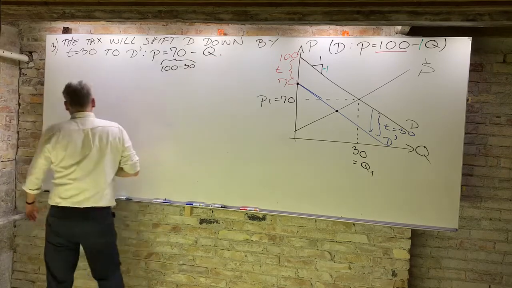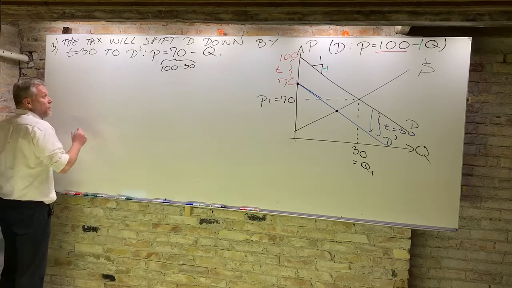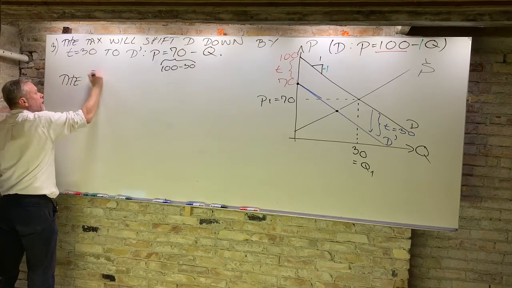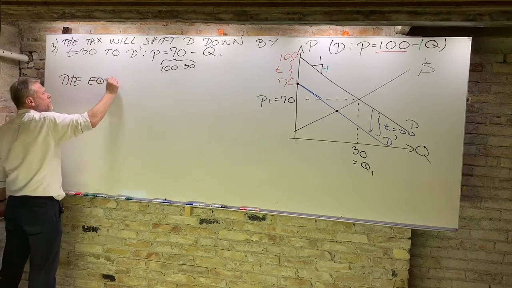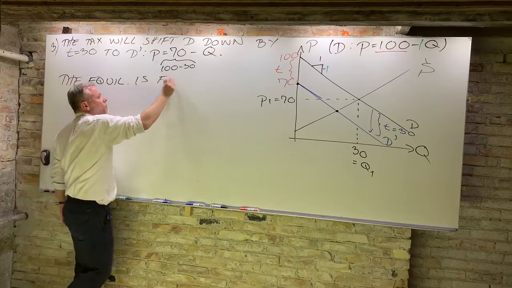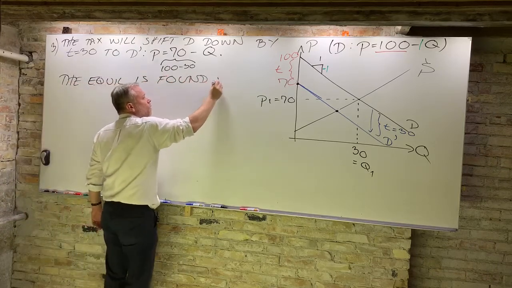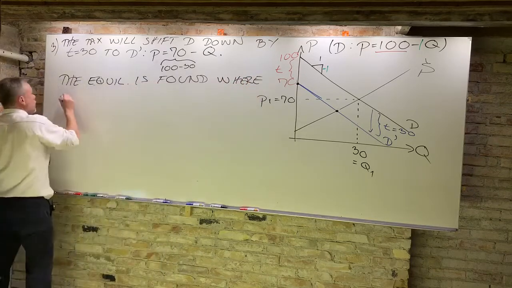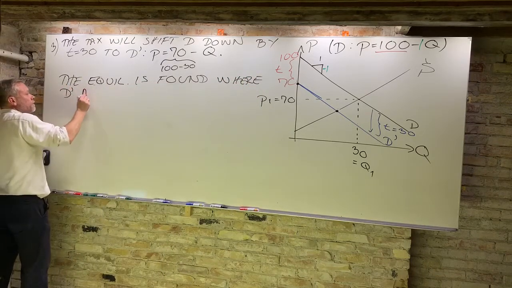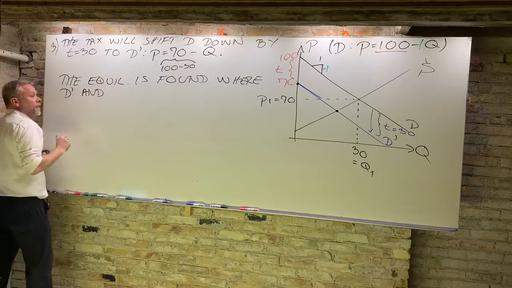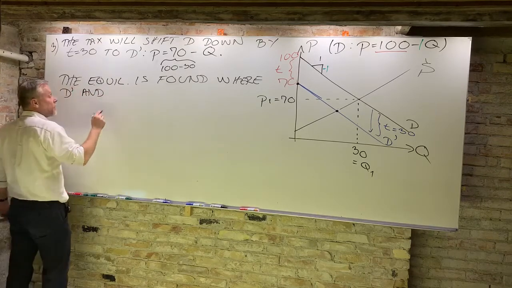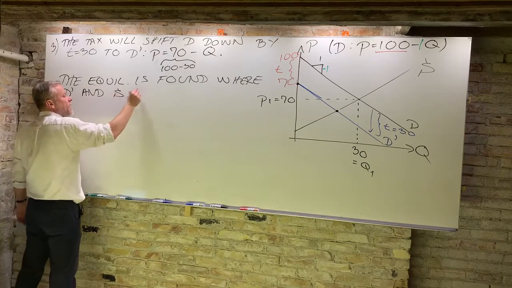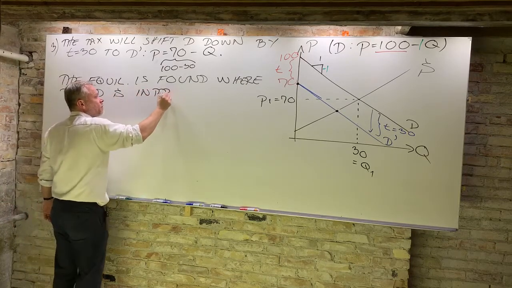Then we can find the intersection, we can find the equilibrium. And we should write that we do it. We should write here that the equilibrium is found where the new demand curve D prime, please note prime doesn't mean I've differentiated, I just need to be able to call it something so that I can distinguish it from the D, where D prime and S intersect.